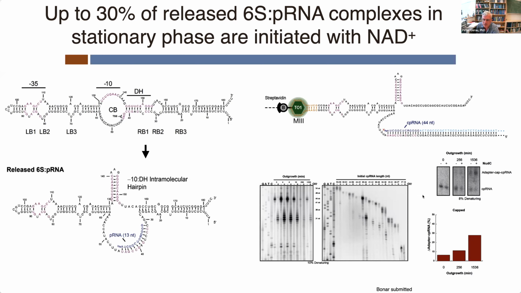More interestingly, he observed that in stationary phase, up to 30% of these pRNAs are in fact not triphosphorylated at their 5' end, but they're actually capped with nicotinamide. And this really suggests, and I won't have time to fully explain this, that in stationary phase, at least some of the cells have very little ATP in them. And this follows from the fact that nicotinamide levels are competing for initiation for pRNA synthesis, as demonstrated by this data.